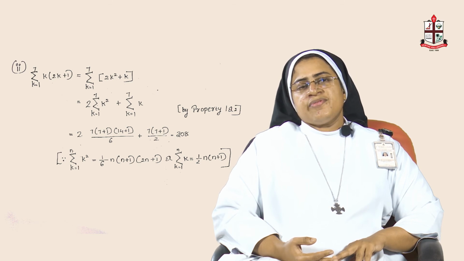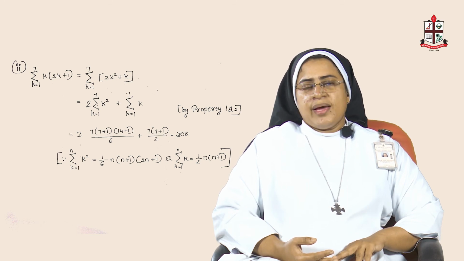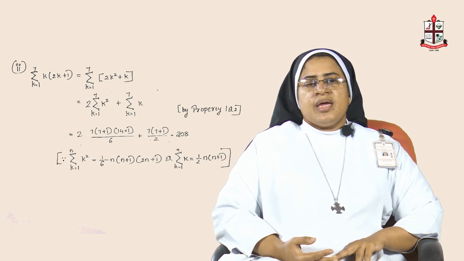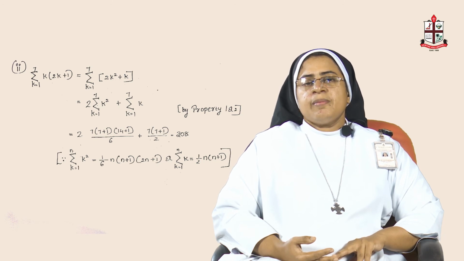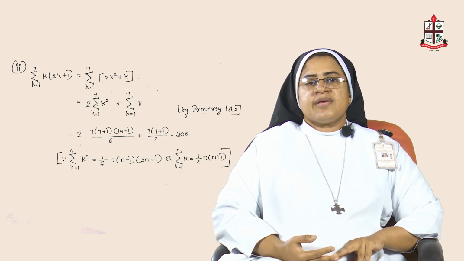Now, you are making use of the formula for sum of squares, that is n into n plus 1 into 2n plus 1 by 6. You get 2 into 7 into 7 plus 1 into 14 plus 1 by 6, plus 7 into 7 plus 1 by 2. The final answer becomes 308. The formulas are given in brackets for your reference.